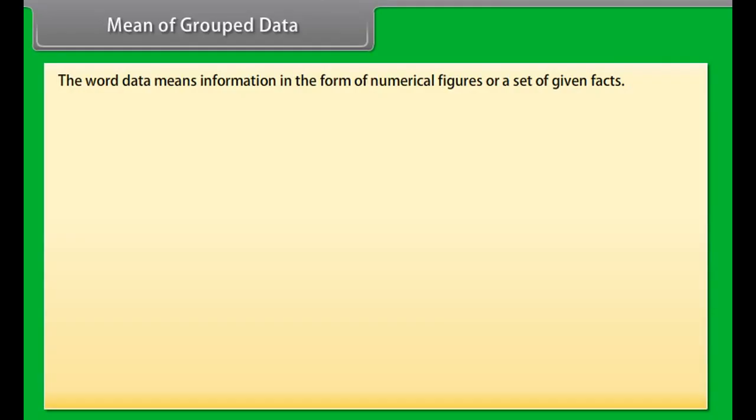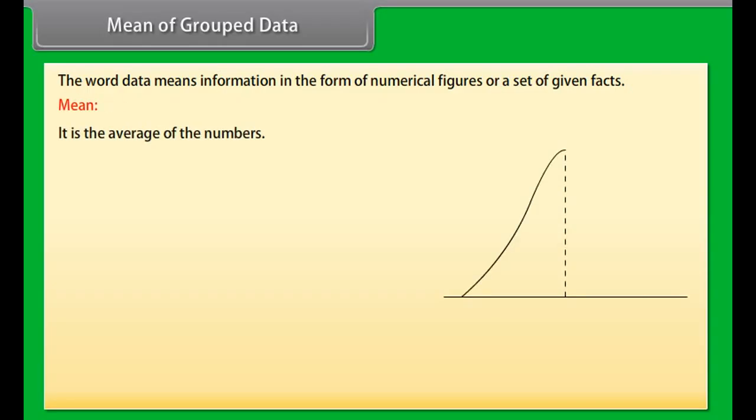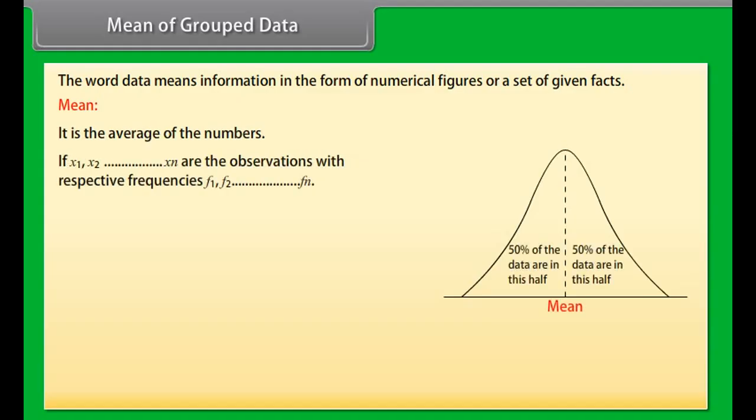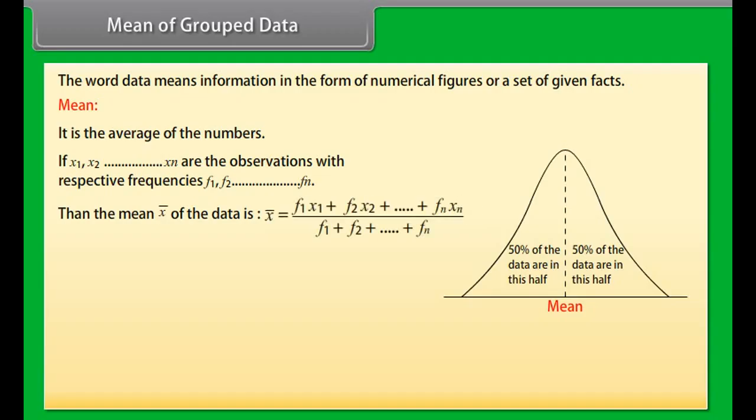Mean of grouped data. The word data means information in the form of numerical figures or a set of given facts. Mean. It is the average of the numbers. If x1, x2, and so on till xn are the observations with respective frequencies f1, f2, and so on till fn, then the mean x bar of the data is x bar equals (f1 x1 plus f2 x2 plus so on till plus fn xn) by (f1 plus f2 plus so on till plus fn).